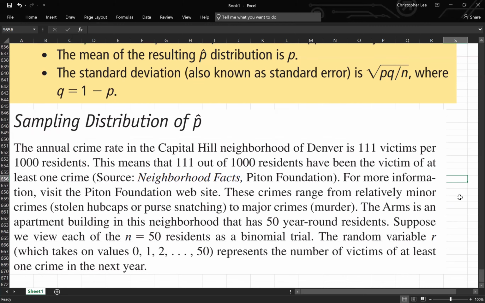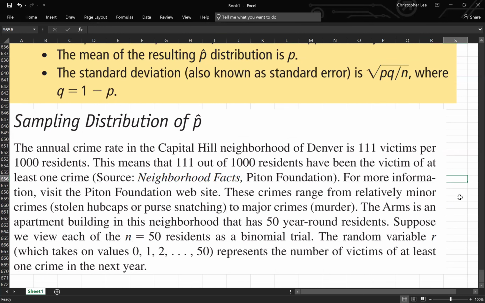All right. So sampling distribution of p hat. The annual crime rate in the Capitol Hill neighborhood of Denver is 111 victims per 1,000 residents. This means that 111 out of 1,000 residents have been a victim of at least one crime. That sucks. For more information, visit the website.